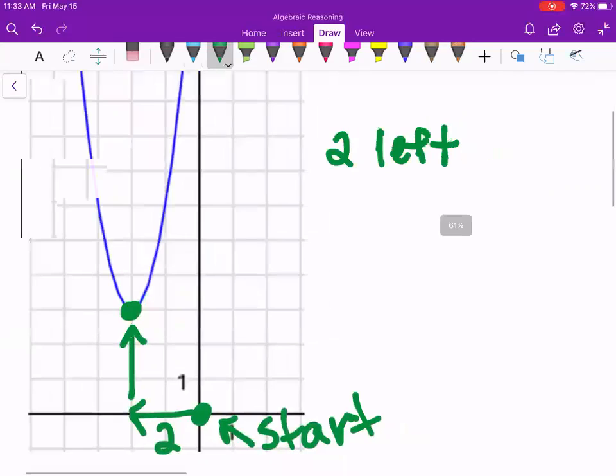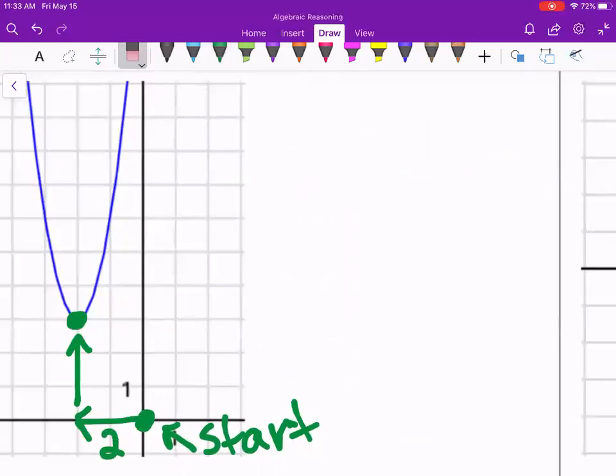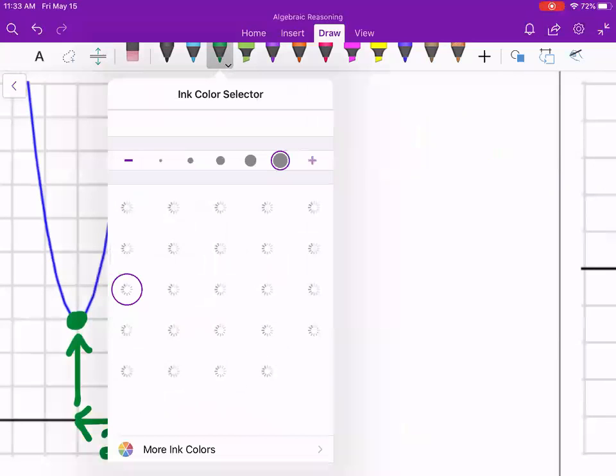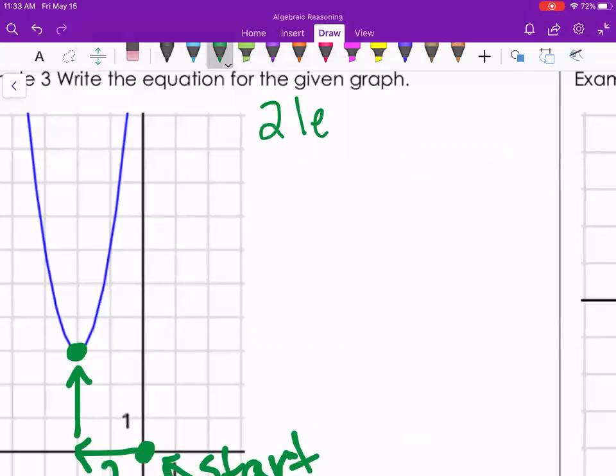So pardon me for a second, guys. I'm going to just move this up so it's a little bit easier to see and give us a little more room. So we moved 2 left and 3 up. So we're going to take these 2 moves and create the ending part of our equation, and we'll find the A later.